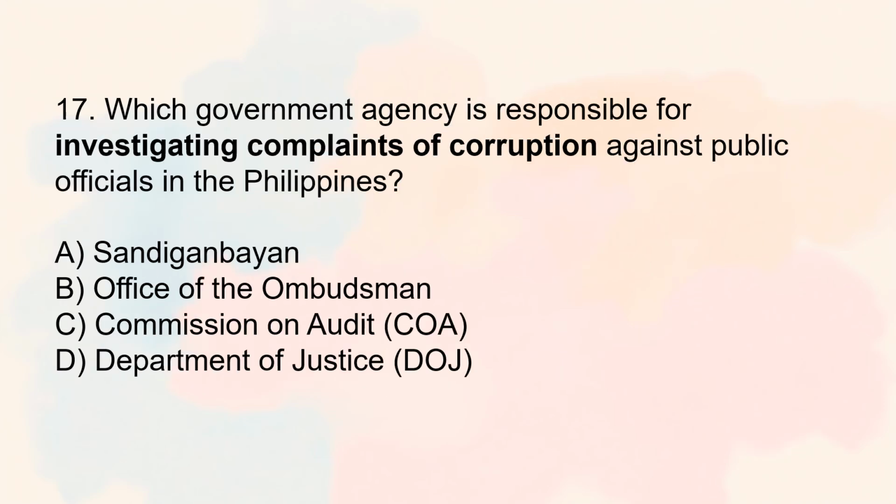Number 17, which government agency is responsible for investigating complaints of corruption against public officials in the Philippines? Letter A, Sandiganbayan. Letter B, Office of the Ombudsman. Letter C, Commission on Audit or COA. Or letter D, Department of Justice or DOJ.